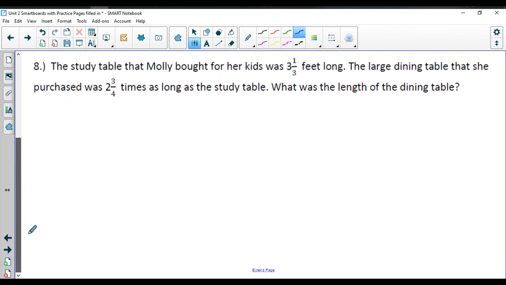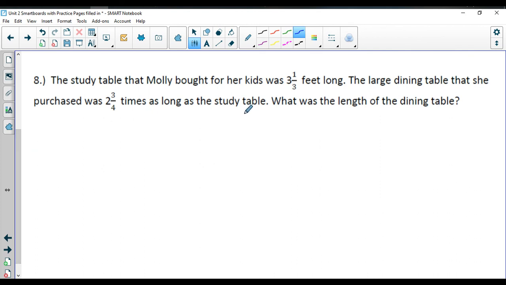Question number 8 then. The study table that Molly bought for her kids was 3 1/3 feet long. The large dining table that she purchased was 2 3/4 times as long as the study table. What was the length of the dining table? So we're going to do 2 3/4 times the length of the study table. Change these both to improper fractions. 4 times 2 is 8, 11/4. 3 times 3 is 9, plus 1 is 10/3.